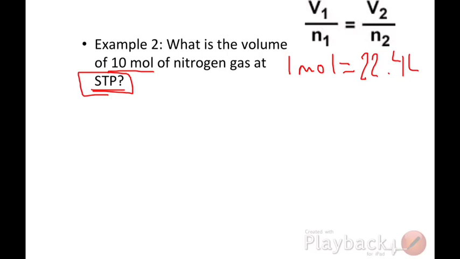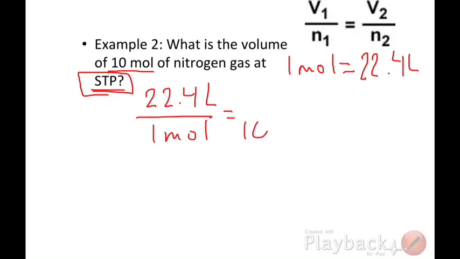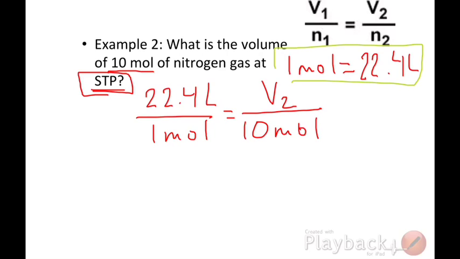So what we want to know here is basically if the volume of 1 mole of gas is 22.4 liters, we want to know what's the volume of 10 moles of gas. So we're solving for V2. And we're able to use this conversion factor here as our V1 because we know that we're at STP. We're told so in the problem. So now it just looks very similar to the problem we just did. So we can cross multiply and divide it.